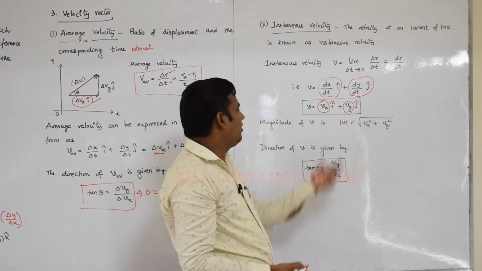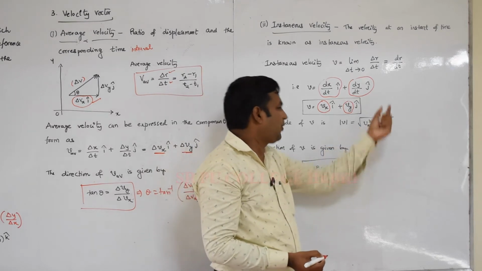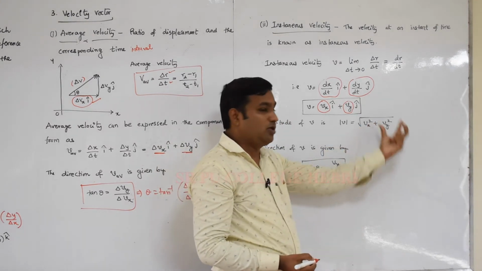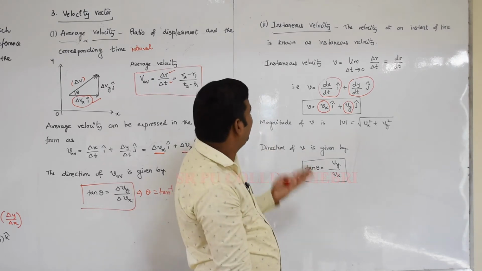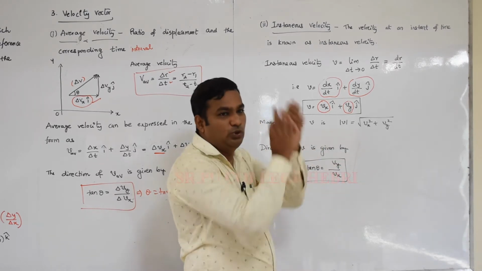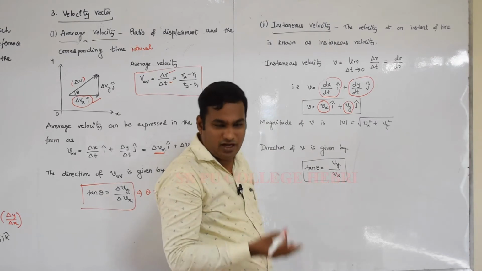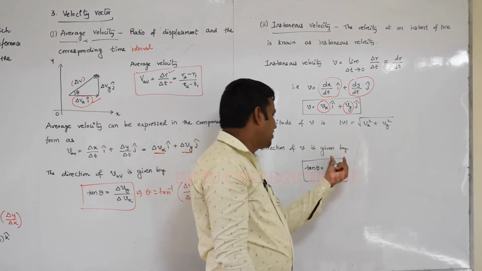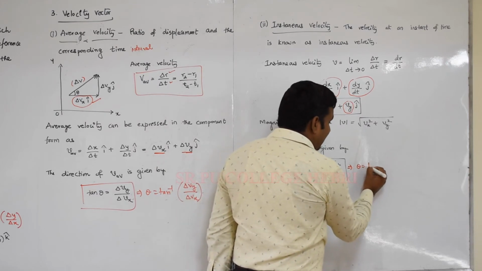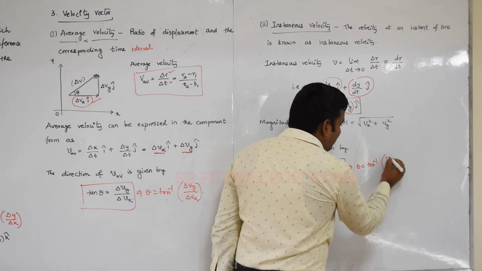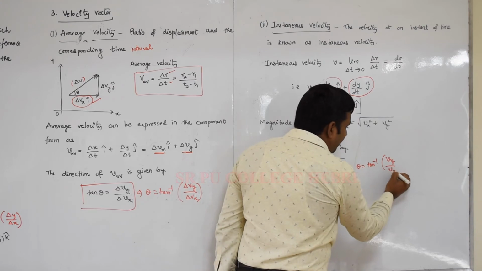The magnitude of v is taken as mod v is equal to square root of vx square plus vy square, which is nothing but the component squares. The direction of v is given by, again, tan theta is equal to vertical component divided by horizontal component. Tan theta is equal to vy by vx. Depending on this, we indicate theta is equal to tan inverse of vy divided by vx.